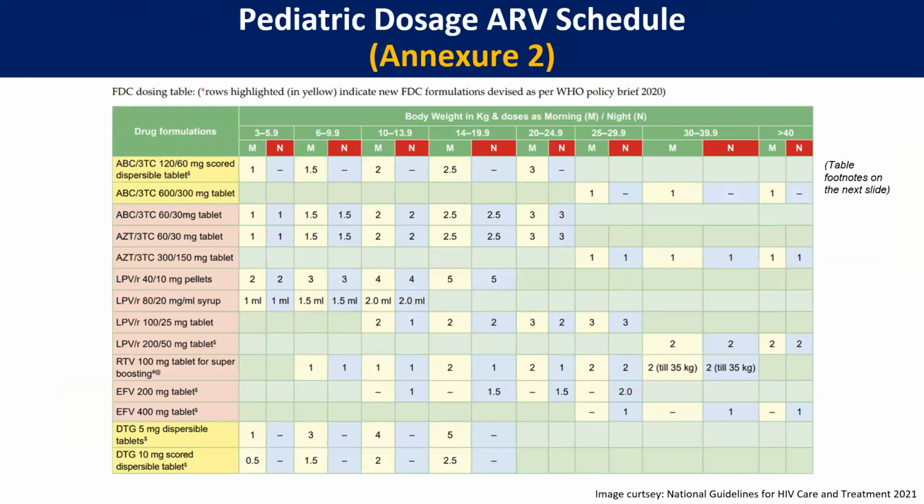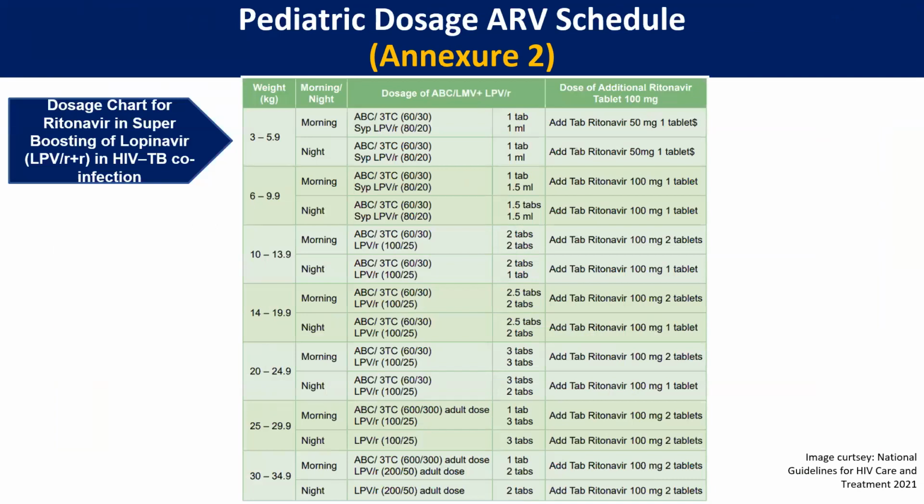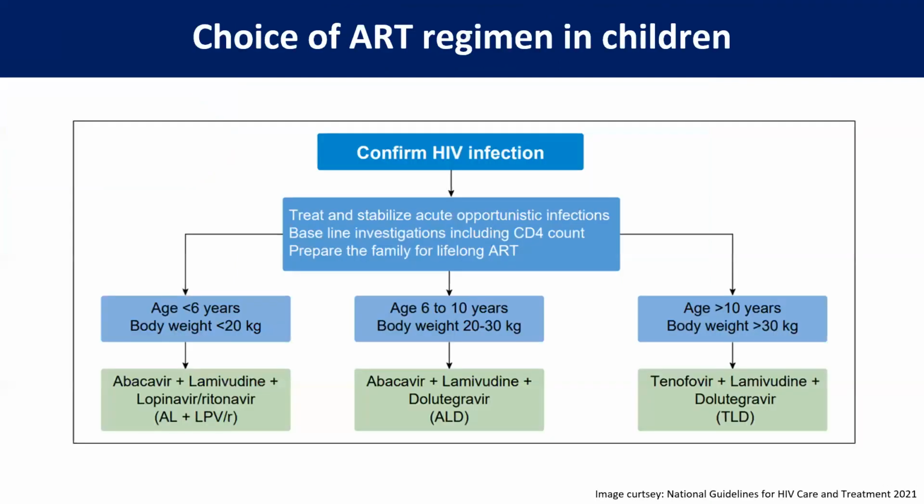So these are various dosing schedules available. The abacavir and lamivudine 120 and 60 milligram tablets are also available in the program, and the dosing charts have also been circulated. You can follow that. In conditions where we are super boosting the lopinavir, like HIV-TB, this is the dosing schedule. We need to add extra ritonavir tablets.